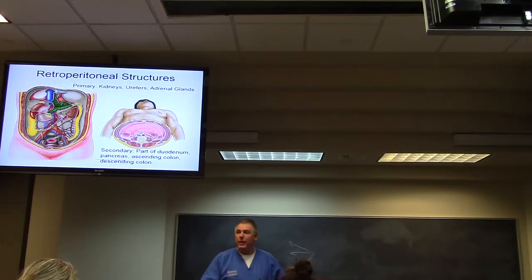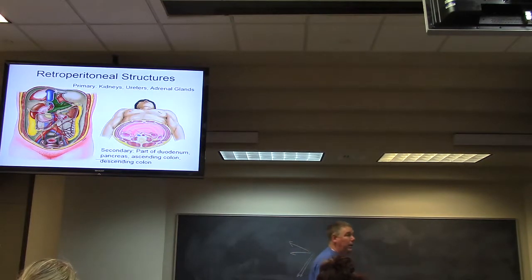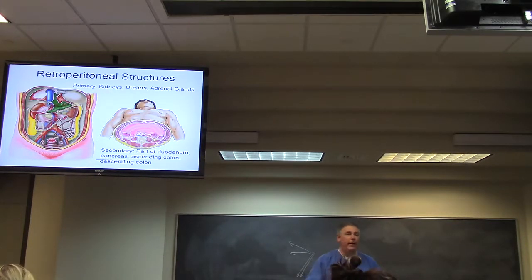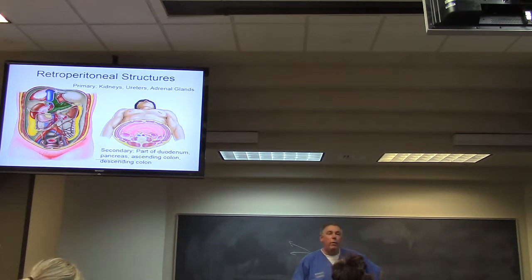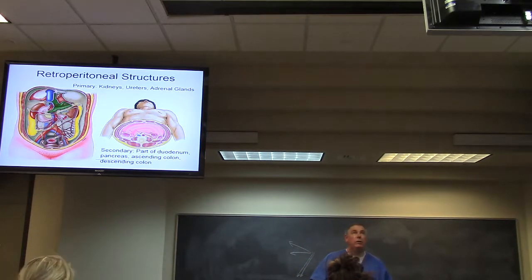All right, retroperitoneum. What we've done is taken out the intestines, and we don't actually want to take out the intestines today. You can just move the small bowel to find these structures. All right. We talked about primary and secondary retroperitoneal structures yesterday. Here's a list of which ones are which.